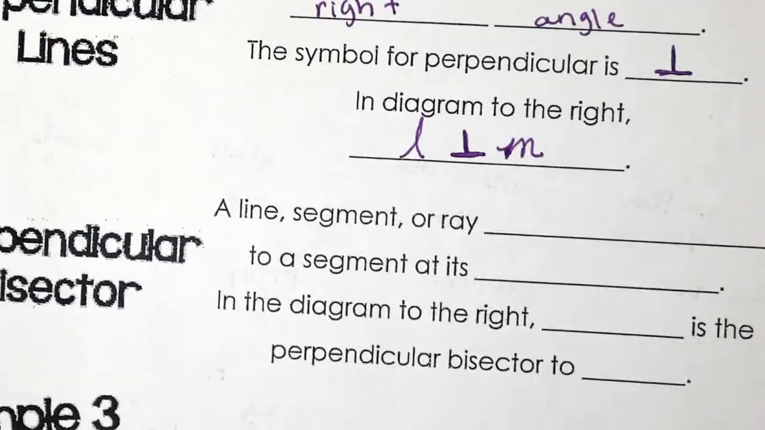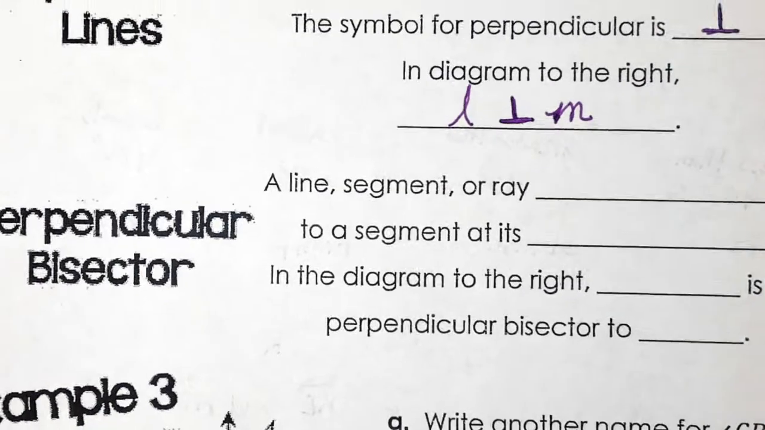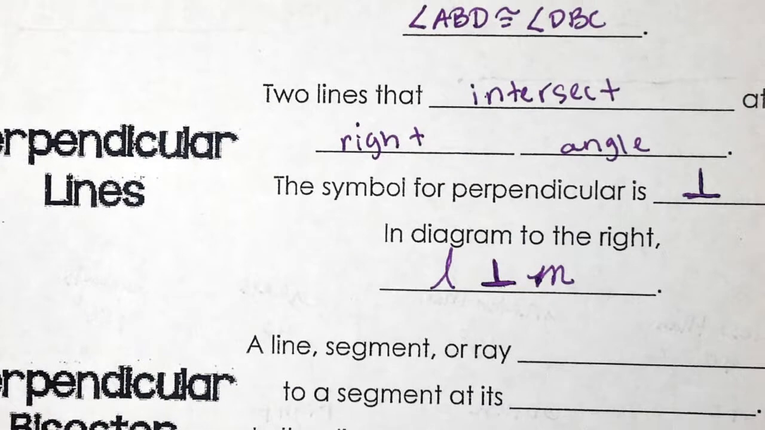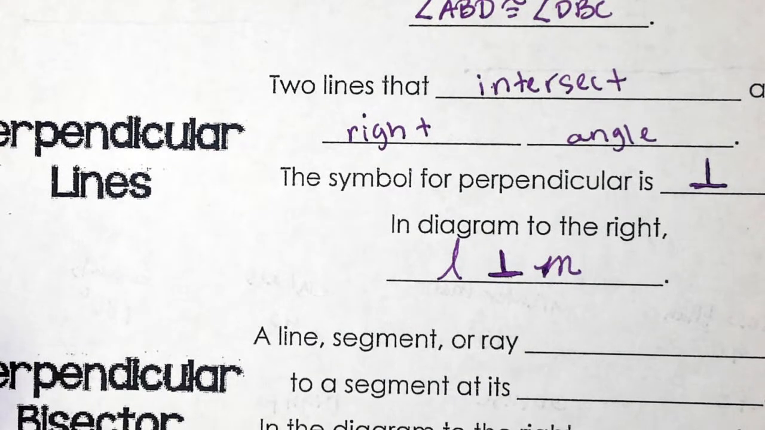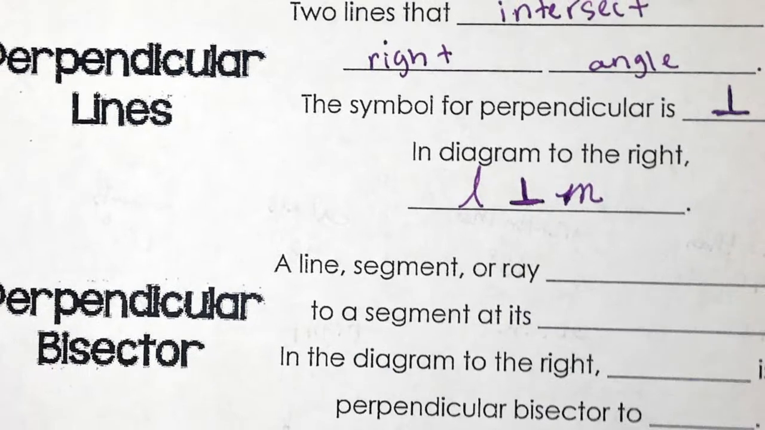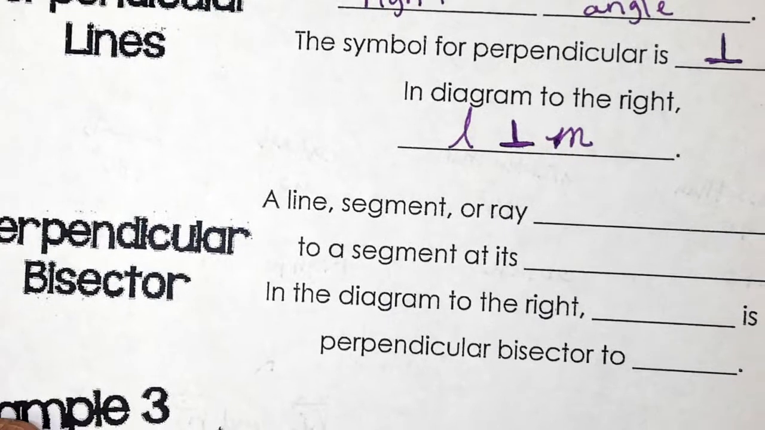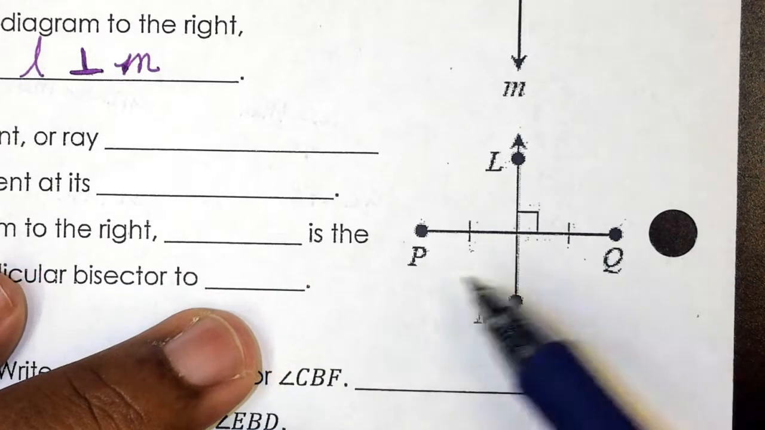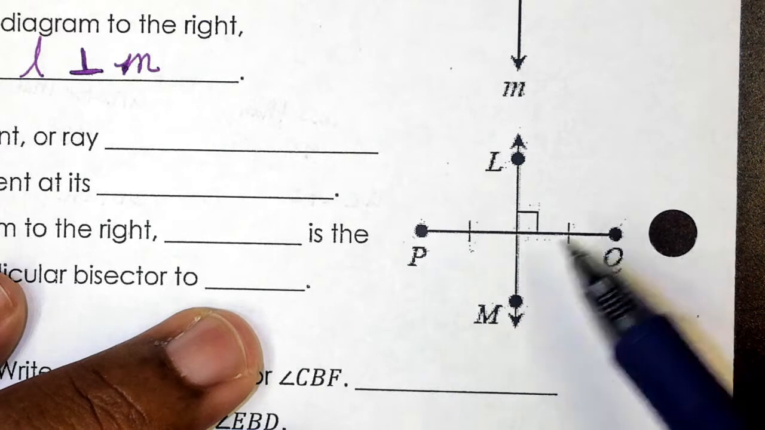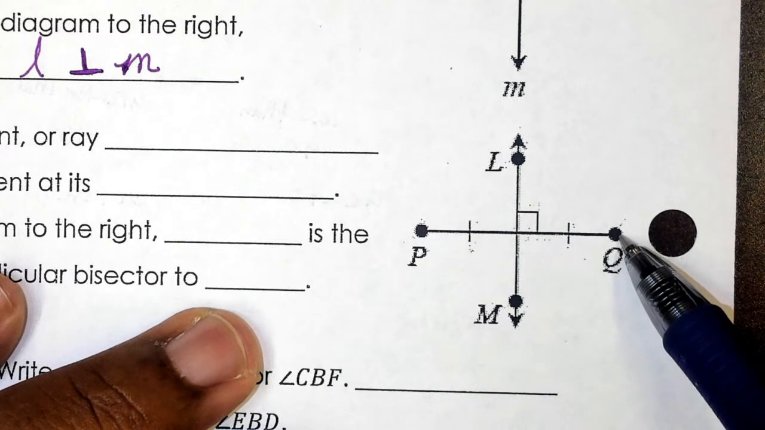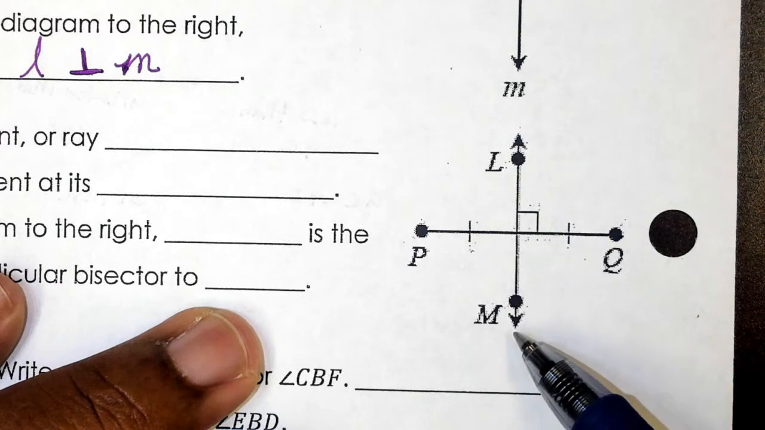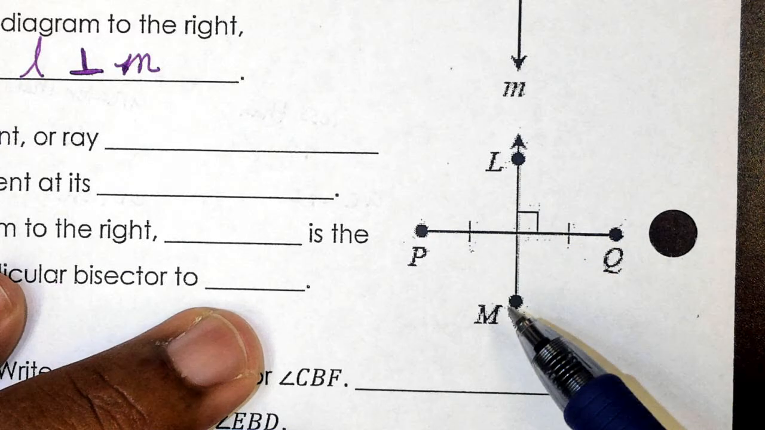So that's perpendicular lines. The next part is perpendicular bisector. There's a difference between the two. Perpendicular lines go infinitely in each direction. You can't measure those. A perpendicular bisector is when you have a line, a segment, or a ray cutting through a line segment. Here I got a line segment with endpoints on it, a line segment that I can measure. And then directly down the middle of that line segment is a line coming through, cutting it in half at its middle, at its midpoint.